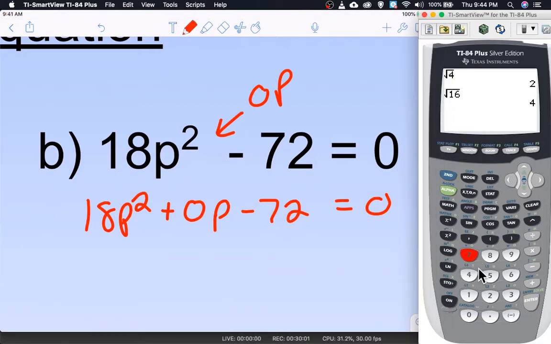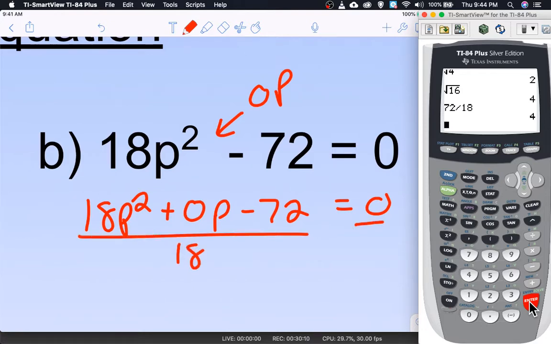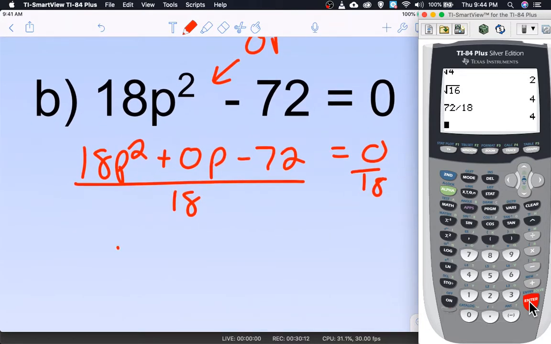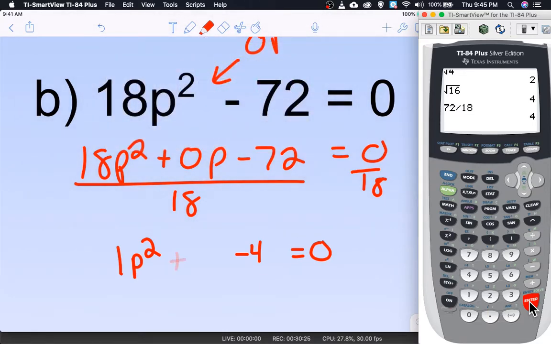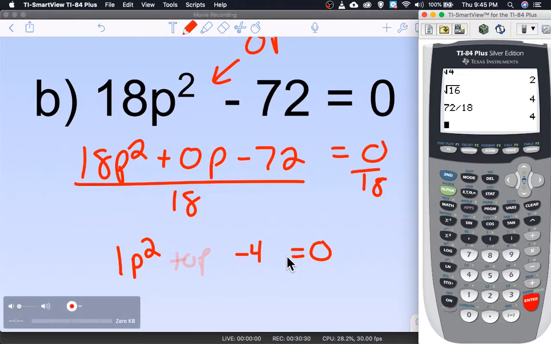I'm not sure if 72 divides by 18 exactly. I know it divides by 6. Ooh, it does divide by 18. Check that out. Okay, so if I divide everything by 18, my goodness, look how easy this is going to become. There, maybe we'll make him a ghost. There. So I have p squared minus 4 equals 0.